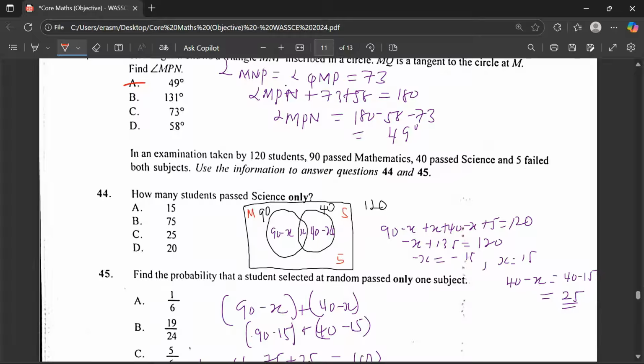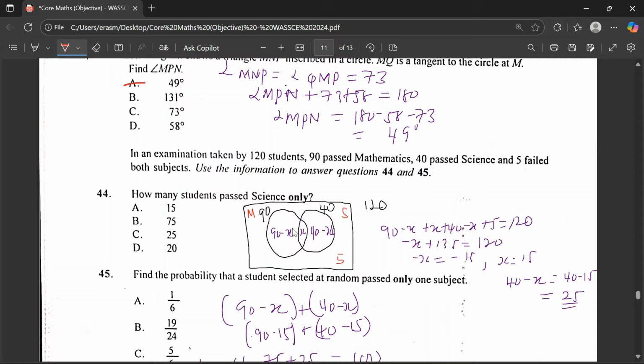And in an examination taken by 120 students, 90 passed mathematics, 40 passed science, and 5 failed both subjects. Use the information to answer questions 44 and 45. How many students passed science only? So we draw a Venn diagram. So the total number of students is 120. That is what is here. Now 90 passed mathematics. So let's say number of M equals 90. And then 40 passed science. Number of science is 40. Now it says that 5 failed both subjects.